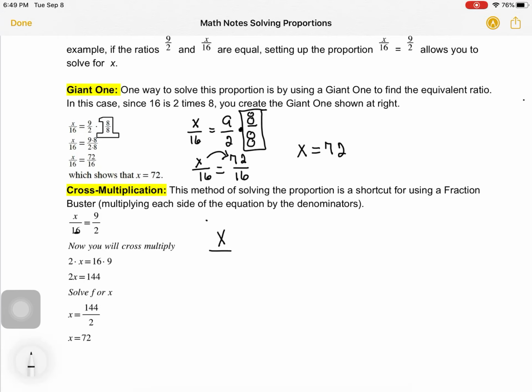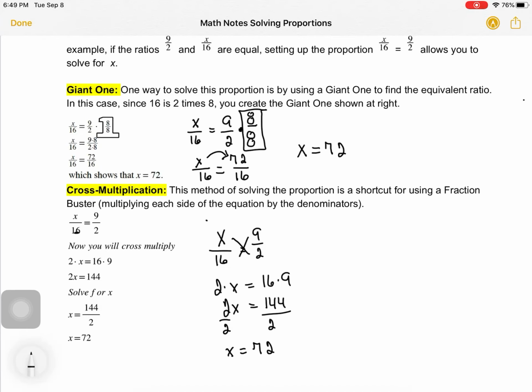So here's my fraction, x over 16 equals 9 over 2. Okay? So now I'm going to literally cross multiply. The first thing I'm going to do is have 2 times x equals 16 times 9. Well, 2 times x is 2x. 16 times 9 is 144. I want to know what x equals, so I'm going to divide both sides by 2. Therefore, x equals 72. I get the same answer both ways.